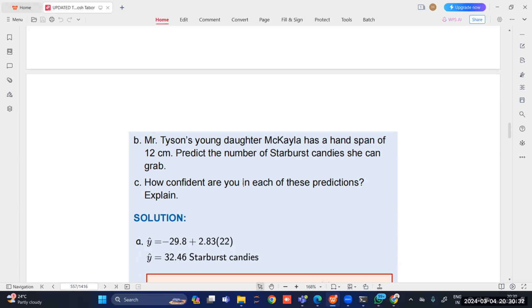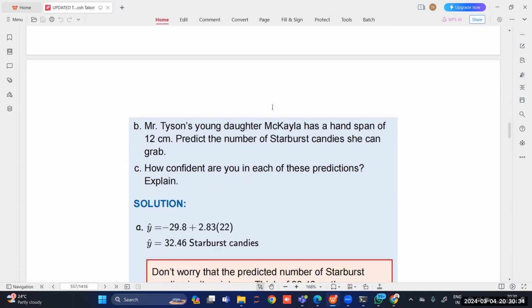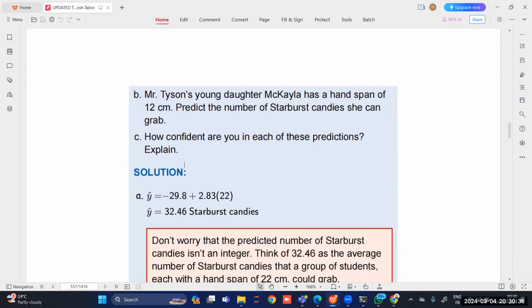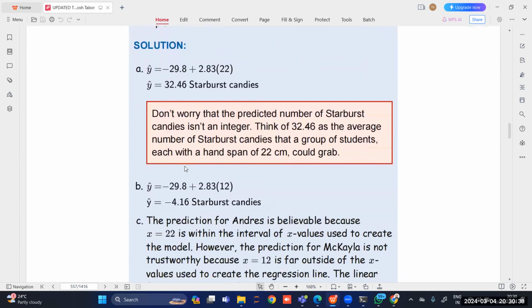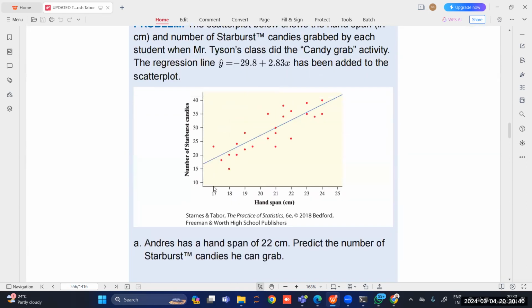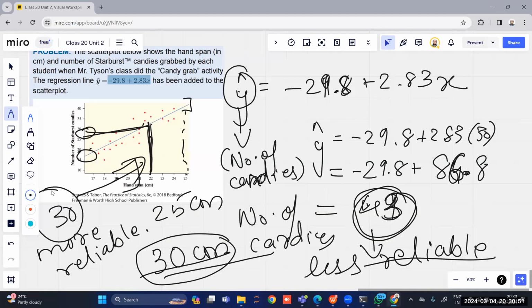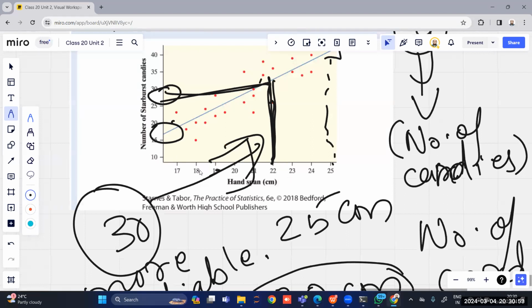See, how confident are you in each of these predictions? Explain. Mr. Tyson's young daughter has a hand span of 12 centimeters. So if we are looking at this C, he is going to the lower side, yes or no? To the lower side, below 70. Below 70, and I do this on my board. He is going below 70, which is 12. So this will be less reliable, yes or no?